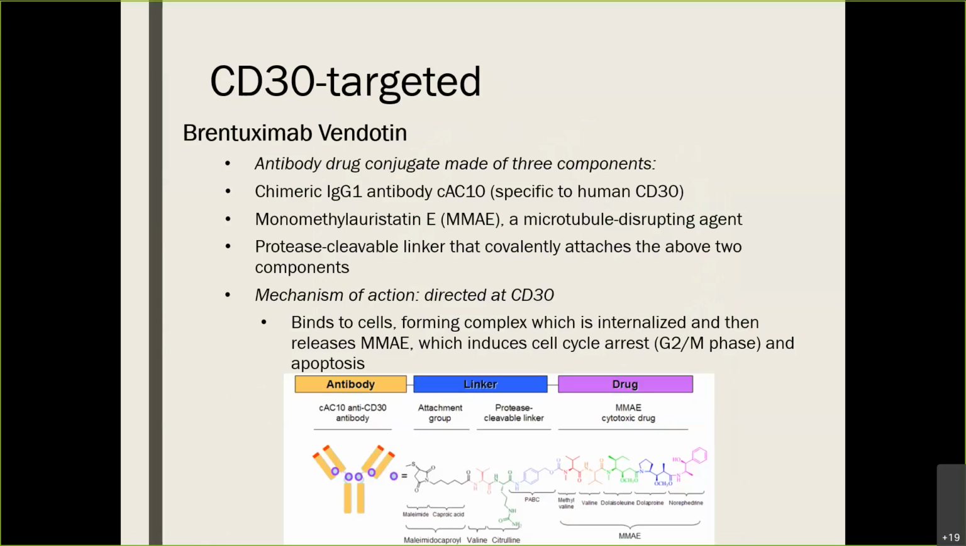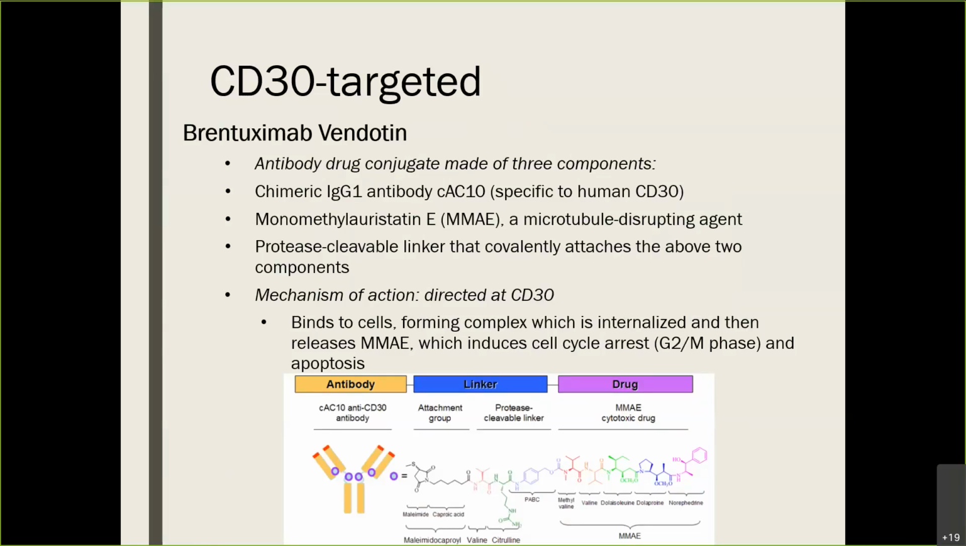Moving on from VEGF, we're going to get into a potpourri of various agents that target various receptors. We've been focusing on classes. Now we're going to get into a potpourri of targets. CD30, which is seen classically in Hodgkin's lymphoma.